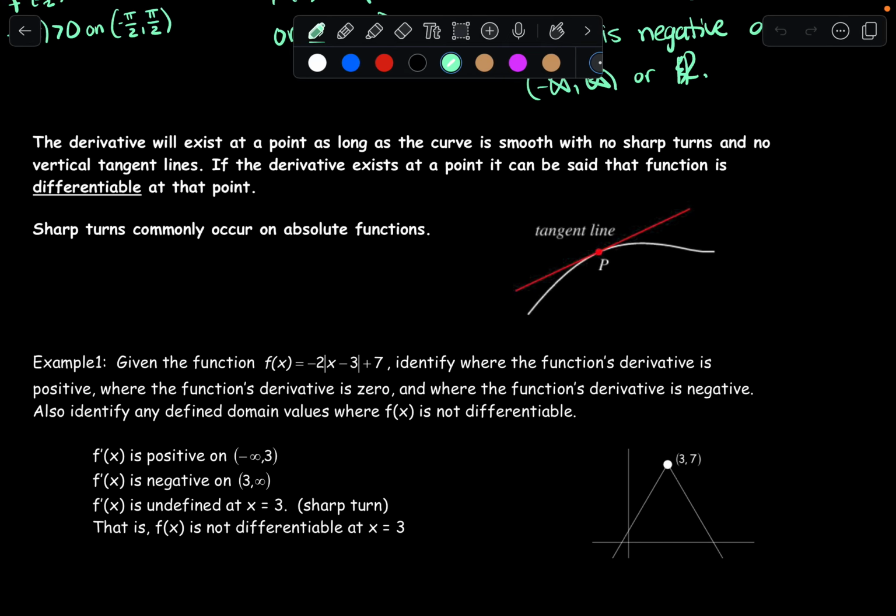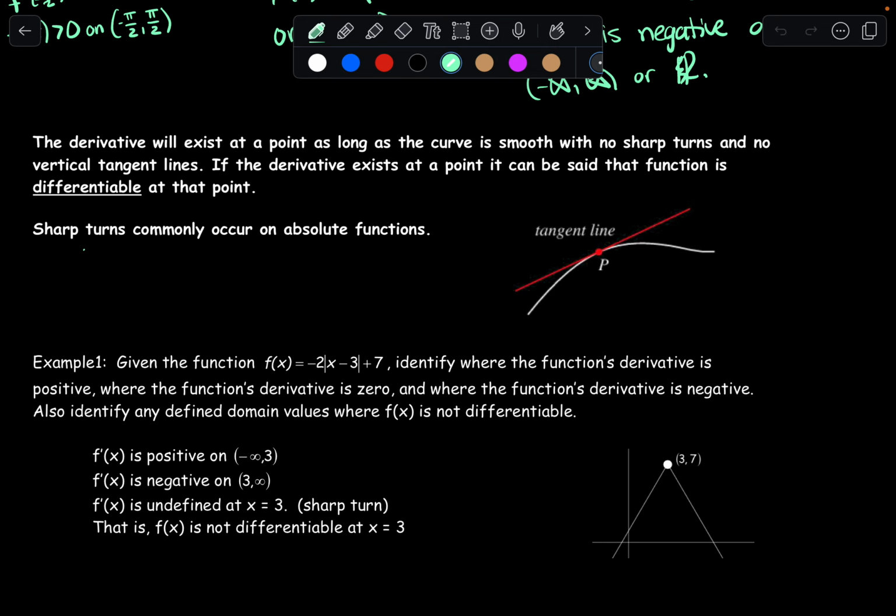This next video is on derivatives and differentiability behavior. So the derivative will exist at a point as long as the curve is smooth with no sharp turns and no vertical tangent lines. If the derivative exists at a point, it can be said that the function is differentiable at that point. Sharp turns commonly occur on absolute value functions.